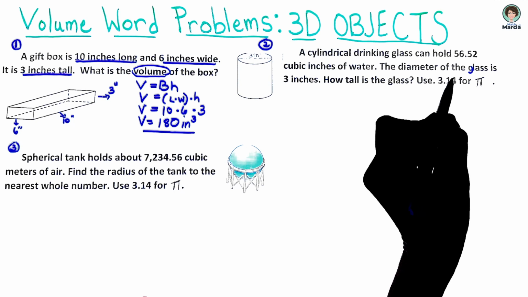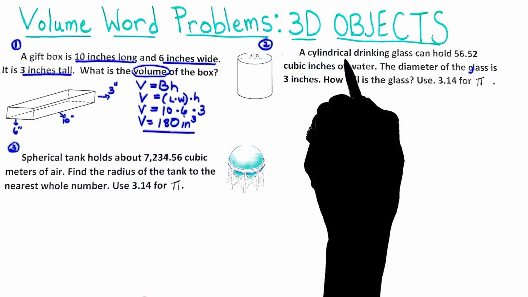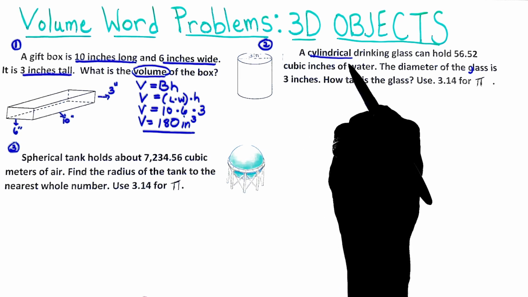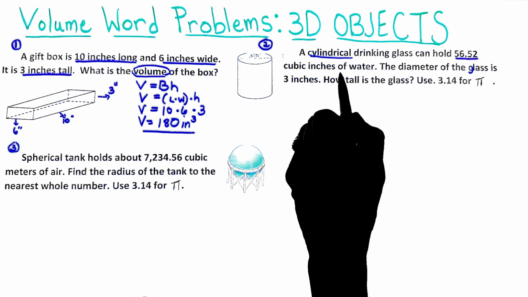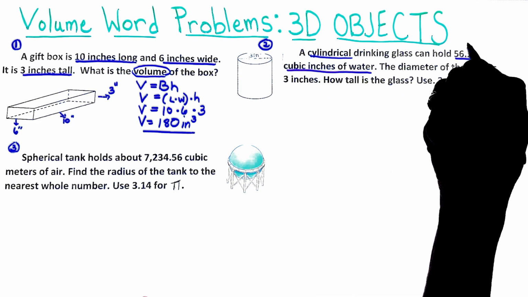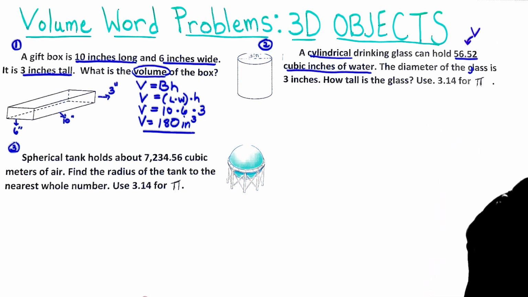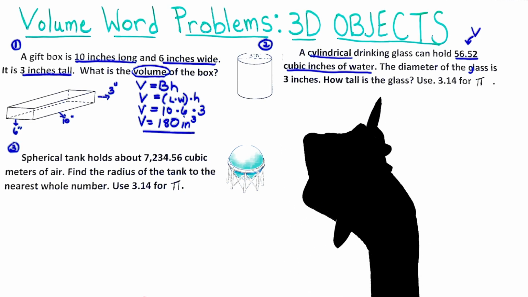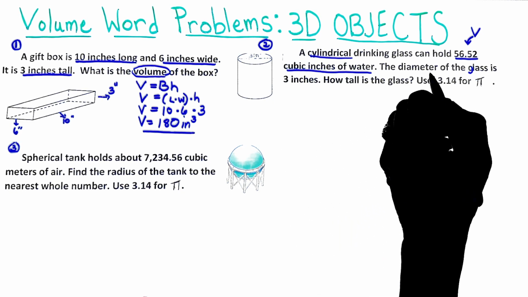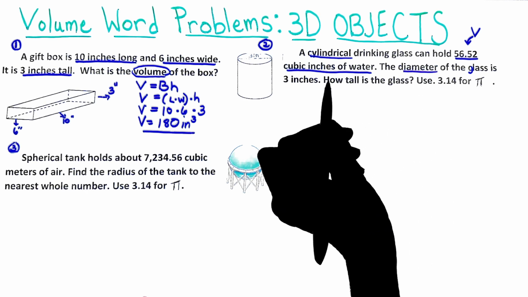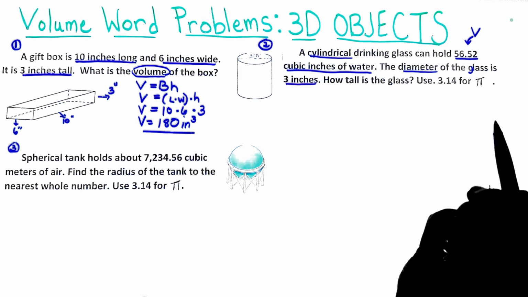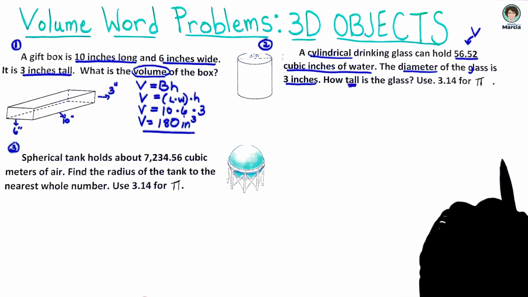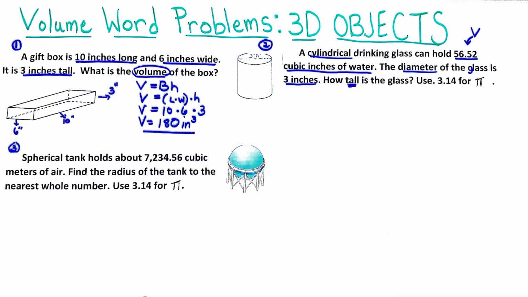Let's underline important information. So it is a cylindrical glass. So we're going to be talking about cylinder information. It does give us how much water it can hold. So this is actually right here, the volume is given. It's 56.52 cubic inches of water that this glass is going to be able to hold. Well, notice it says the diameter is 3 inches. Diameter. I think we're going to have to do something there. And now what are we looking for? We want to know how tall is the glass.